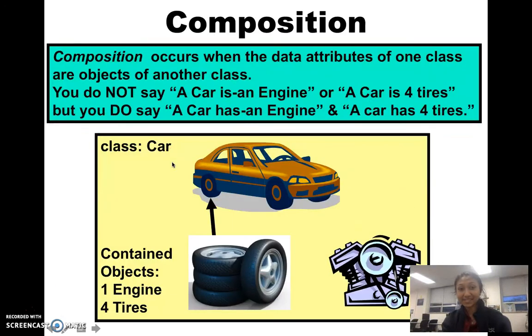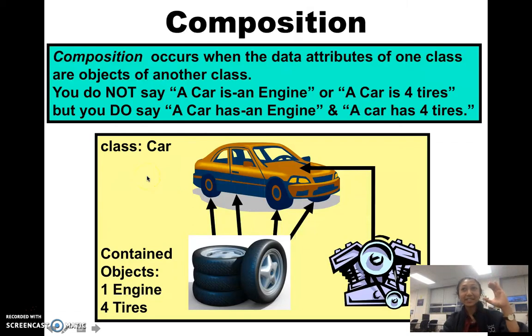This is inheritance. Composition. Composition occurs when the data attributes of one class are objects of another class. Okay, let's try that again. Composition occurs when the data attributes of one class are the objects of another class. So imagine you have a car class, right? And right at the top, remember how we declare the variables of the class? So those variables would traditionally be something like int and double, right? But now, what if those are special data types? Those special data types are things that you have created. That means they are classes as well.